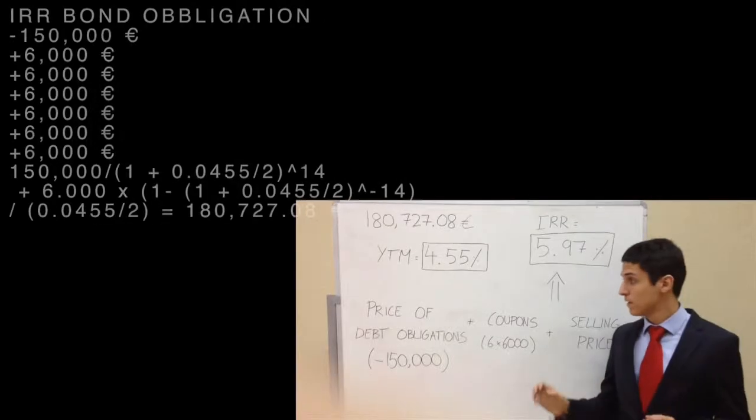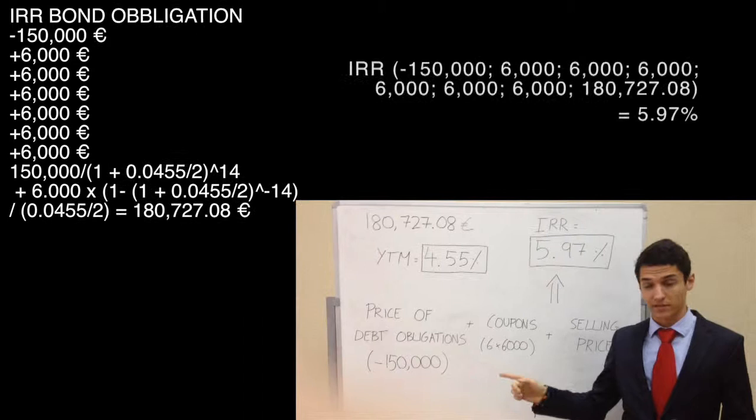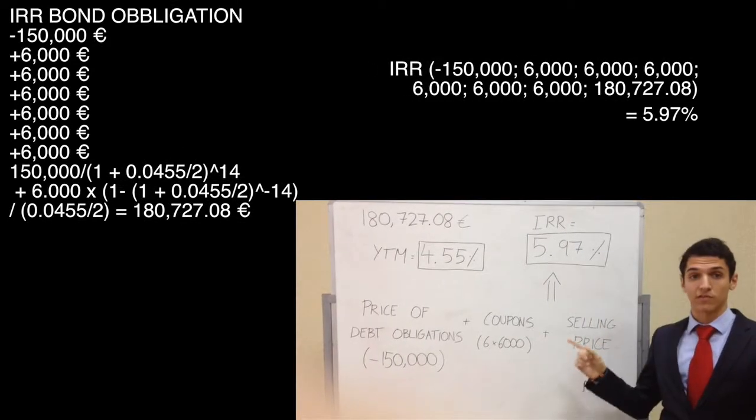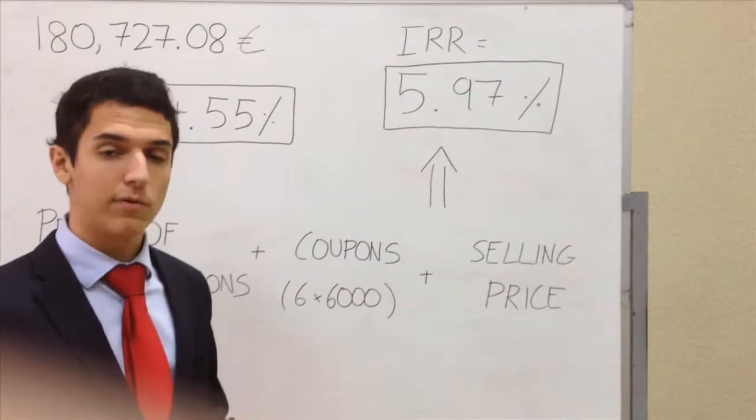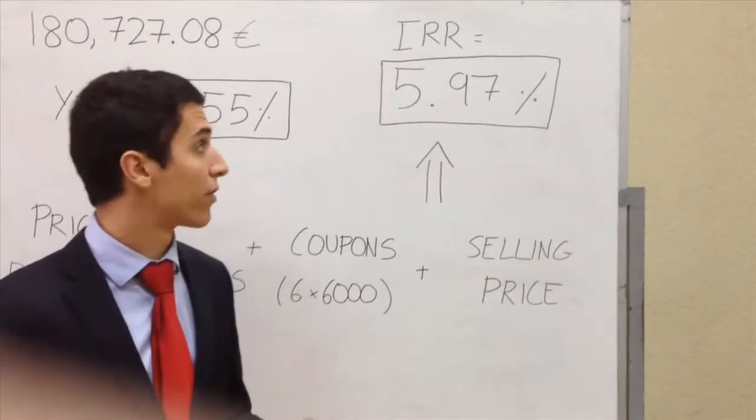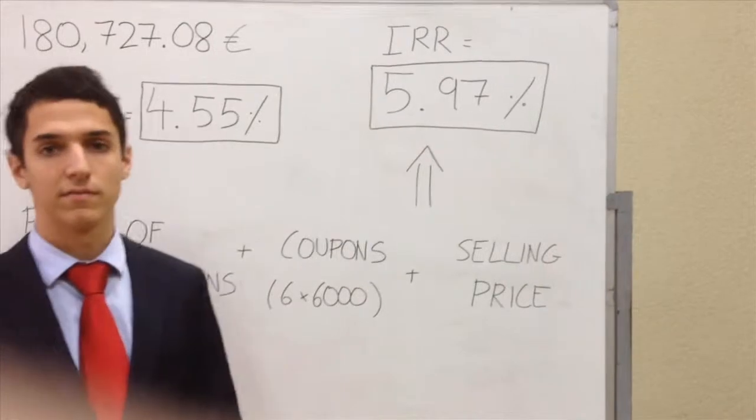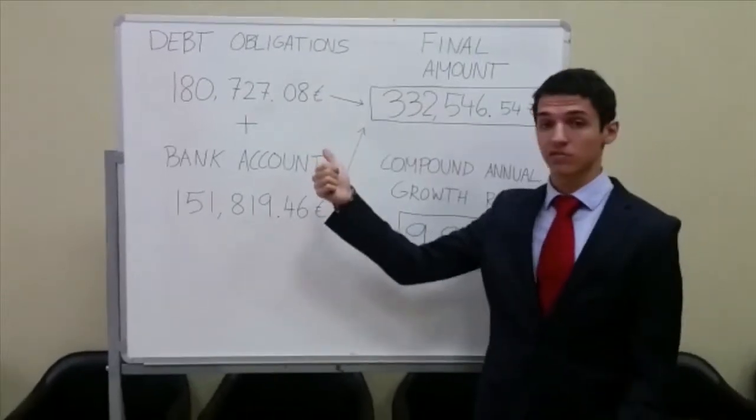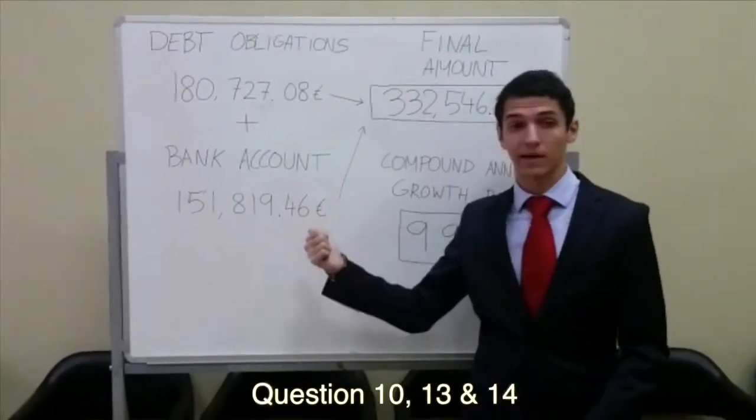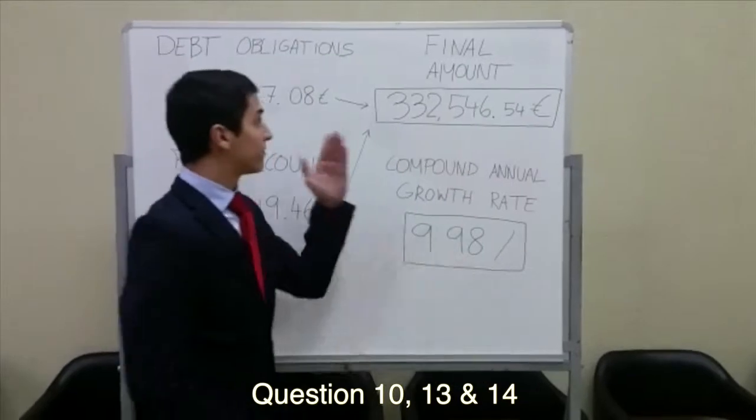So now, with the price of the debt obligations, which is negative, the 6 coupons of 6,000 each one, and our selling price that we just calculated, we can now get our internal rate of return for this bond, which is 5.97%. So your total balance will be something like this. So with the money that we get from selling the debt obligations, plus the one we get from the bank account, we get that final amount.